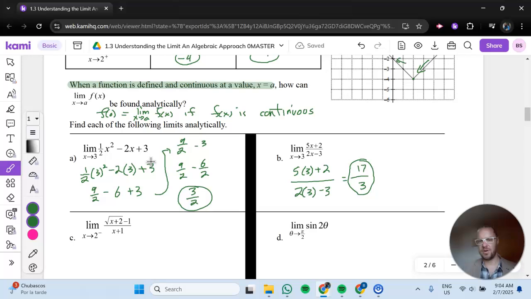Now, you will notice here I'm not writing limit. Once I substitute in the value, I no longer need to write the limit. If I'm just simplifying it, I still need to write the limit as x approaches whatever value. So that's why I'm no longer writing it here.